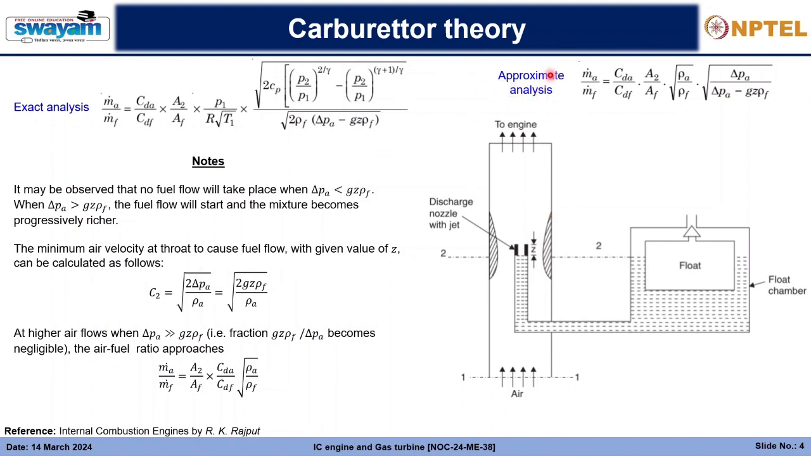In the approximate analysis, generally it is considered that the air is incompressible, which is not the case in heated systems. Through that, they have developed the theory that the mass of air to fuel will be dependent on the following things: the pressure difference out here, delta PA, and g ρ_F z, the manometric pressure head, which is faced by the fuel out here. So generally what happens is that the oil pressure is a little bit down.